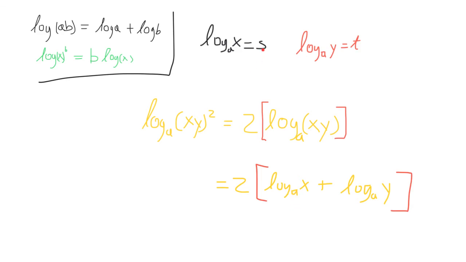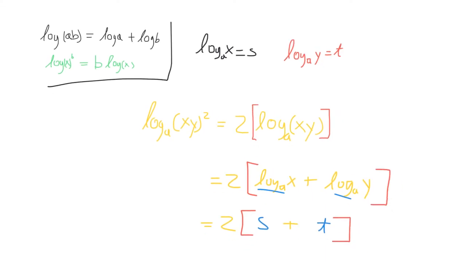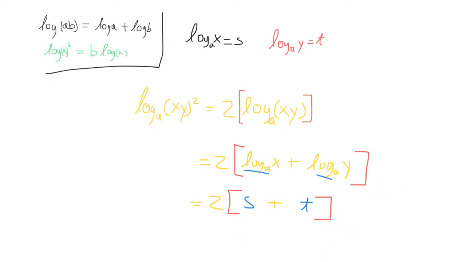Now, let's be very clear. Log with a base of a, x is s. Log with a base of a, y is t. So we could totally substitute in s plus t inside of there, s and t with a plus in between them. Pretty simple, right? Obviously it takes practice, but the concept itself is not too bad.